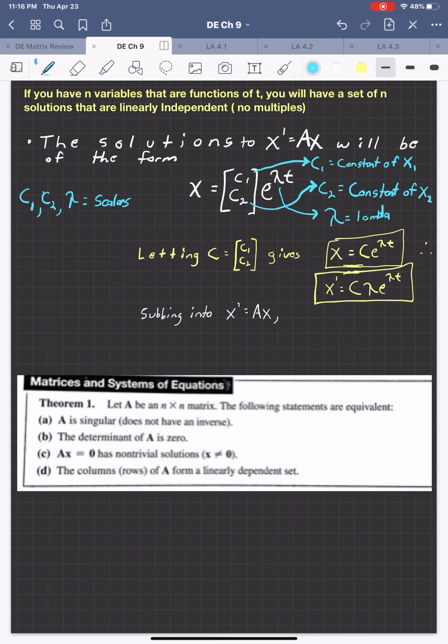Now, what we're going to do to make things easier is we're going to let C, just capital C, represent that vector c sub 1, c sub 2. In other words, I'm going to rewrite this, but instead of having this vector c sub 1, c sub 2, I'm just going to have a capital C. So the same thing.